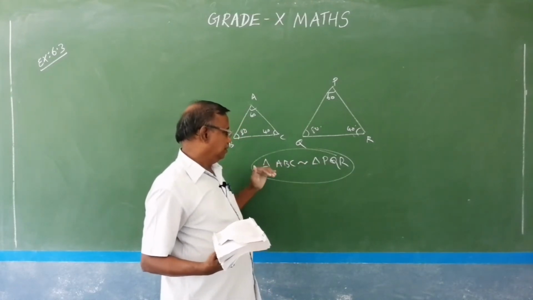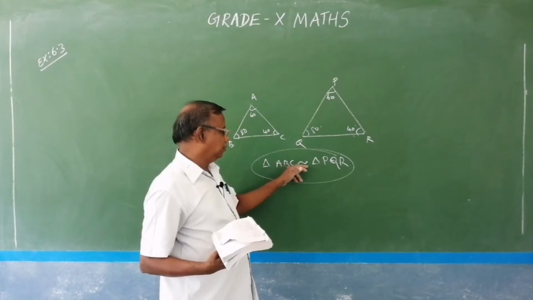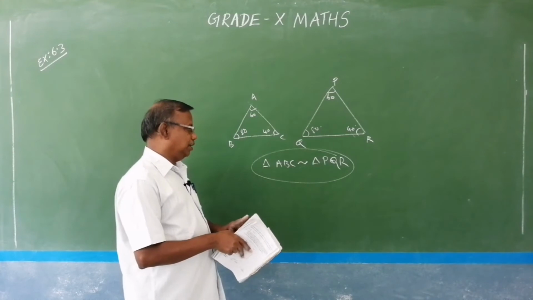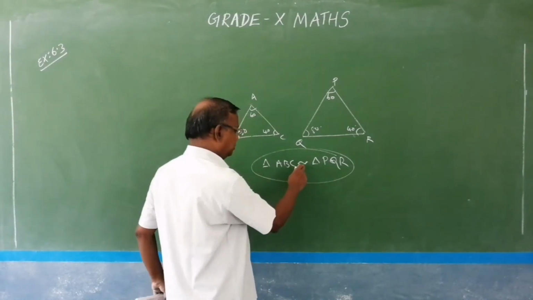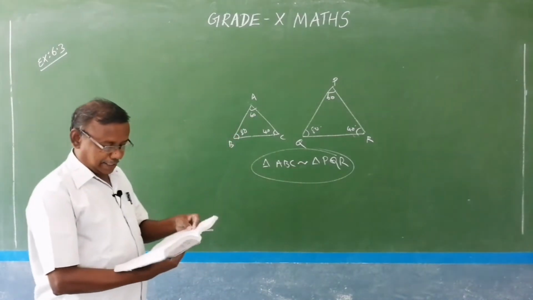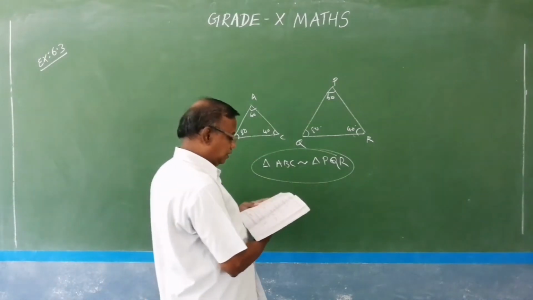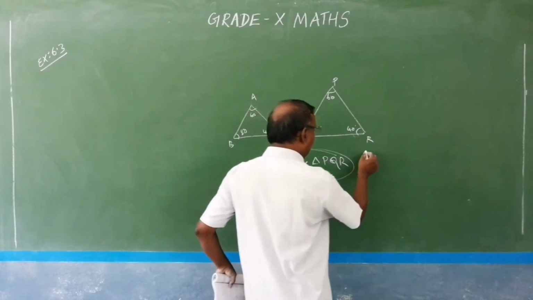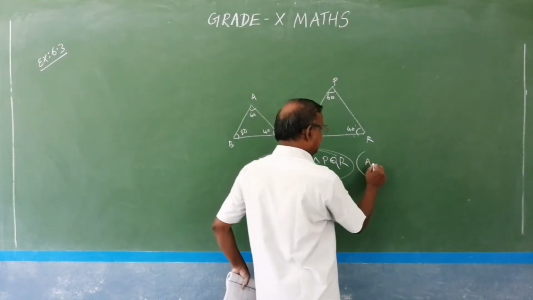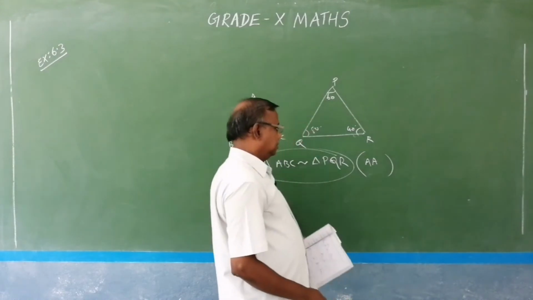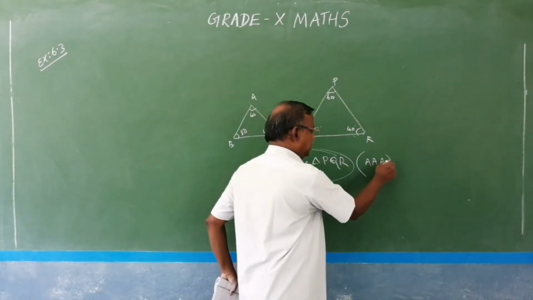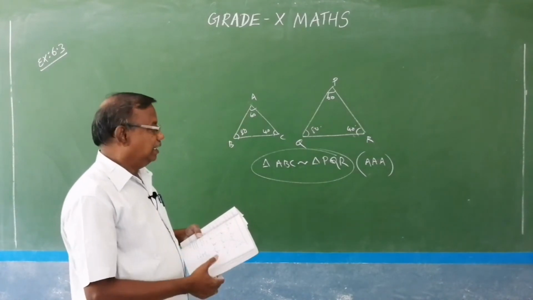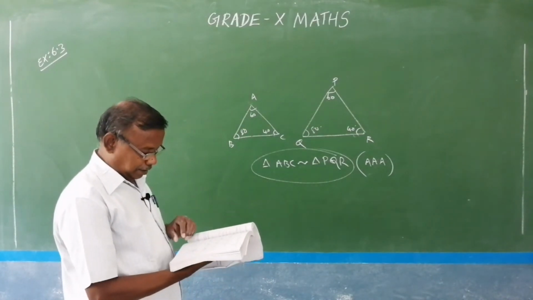So this is a notation. Read as triangle ABC similar to triangle PQR. Don't write the words "similar to", just put the similar-to symbol. Likewise, verify whether the given triangles are similar or not, and with what criterion. Here it is the AA similarity criterion or AAA, both are correct. So likewise you can verify whether the other triangles are similar or not.